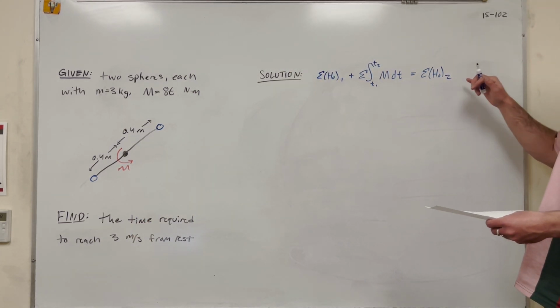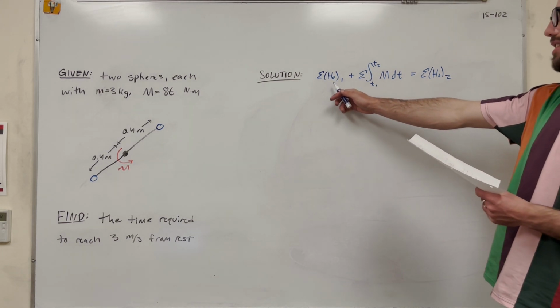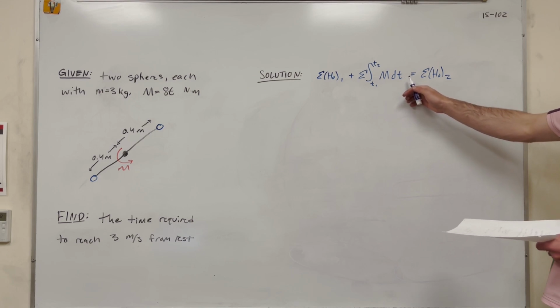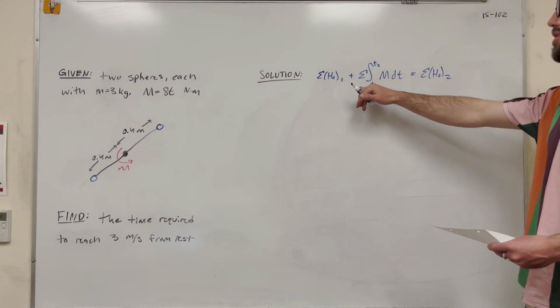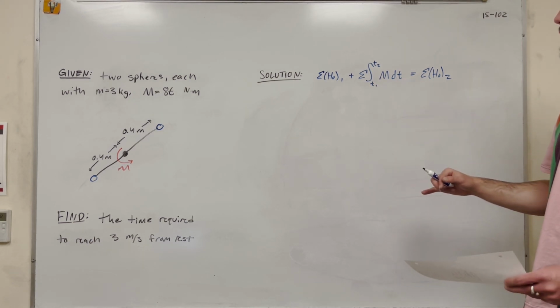So we're going to be using our angular momentum equation. Angular momentum says that our initial angular momentum plus the sum of the moments integrated over time is going to be our final momentum. So conservation of momentum, but we're going to be putting energy into the system through this moment. So let's go ahead and use this equation.